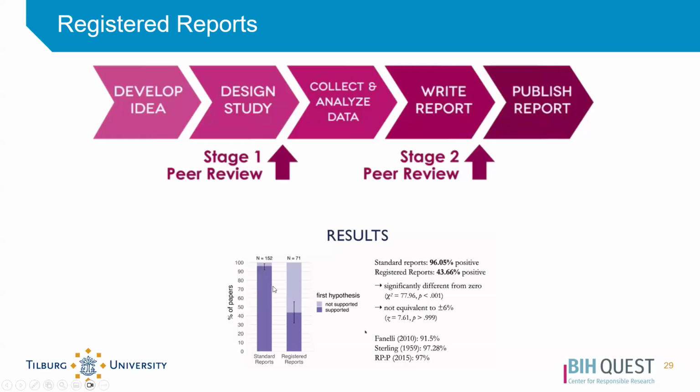Here on the left-hand side, the left column, you see the standard reports. On the right-hand side, you see the registered reports. So this is this mechanism you see at the top. And here you do see a really big drop in positive results. So the idea here is that because of this process, registered reports, a lot of false positives are not there anymore in the literature.